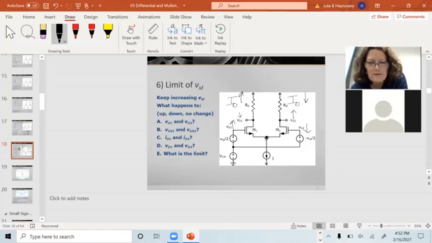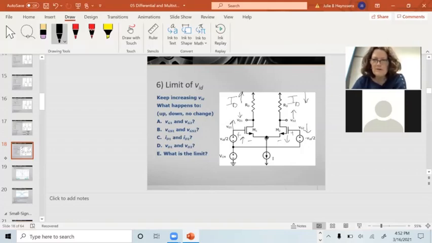The VGS of this transistor, since ID is going to go up, is going to go up. VGS over here is going to increase. This VGS is going to go down. Eventually, one of the transistors is going to turn off. It's going to go out of saturation, and we're going to hit the power supply rail, is the final limit.